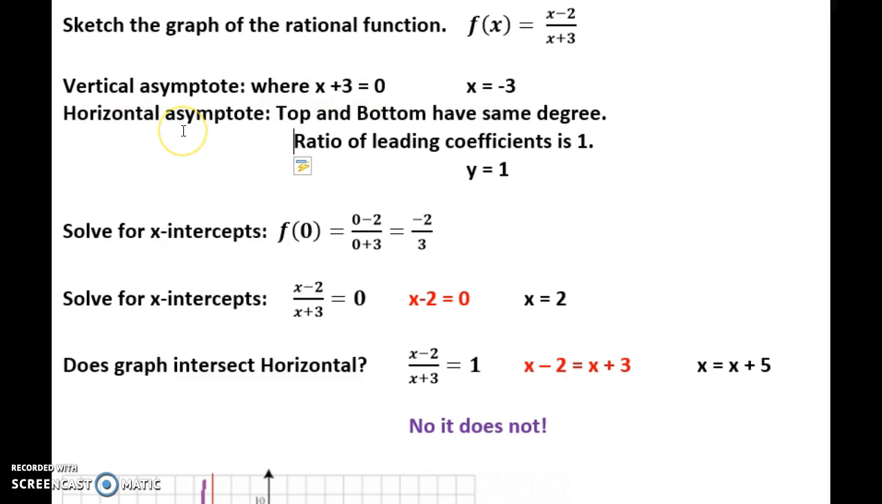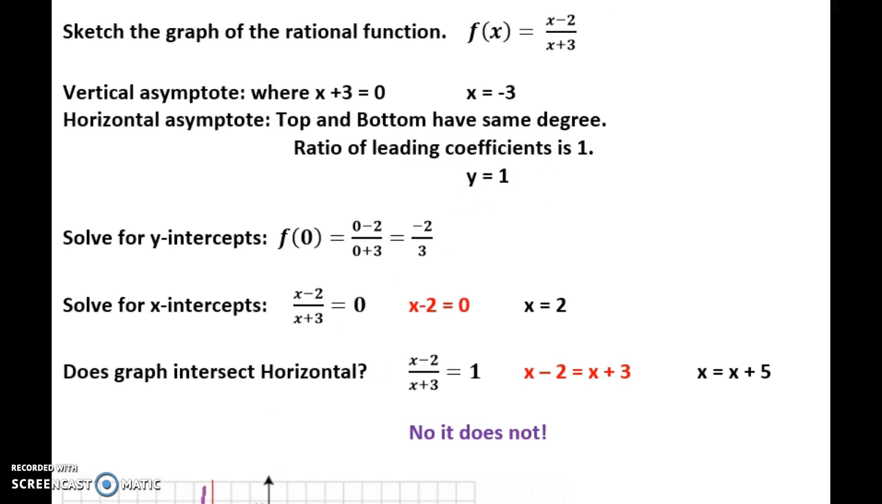To find a horizontal asymptote, since our top and bottom have the same degree, they both have an exponent of 1, we look at the ratio of the leading terms. So the ratio of the coefficients in the leading terms. And you don't see any coefficients because they each have a 1 in front of them. We don't write the 1. So the ratio is 1 over 1, which is just the number 1. So that is our horizontal asymptote at y equals 1.